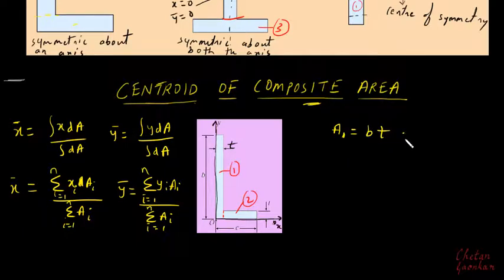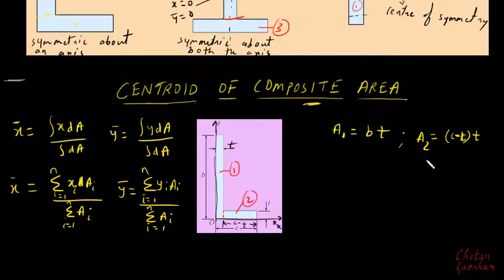Then we have area 2. Since area 2 starts from this line here, the total length is C and this is T, so this will become C minus T, because this is T, right? So area 2 can be written as C minus T multiplied by T.